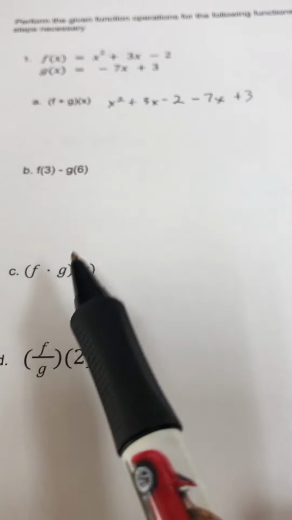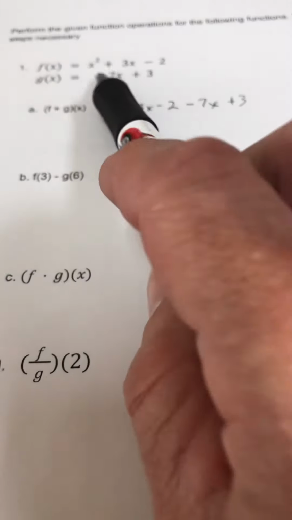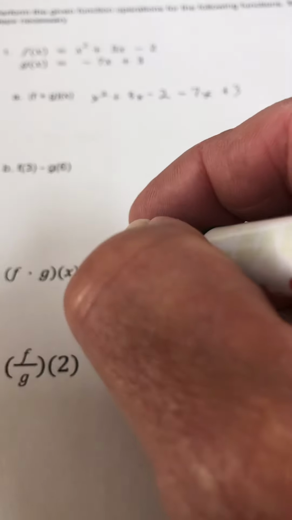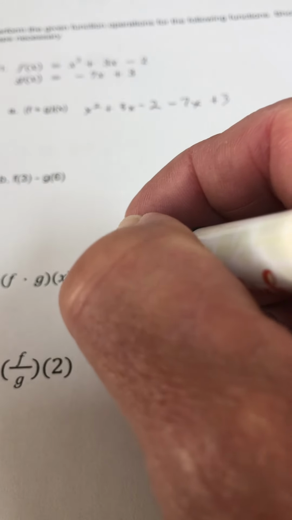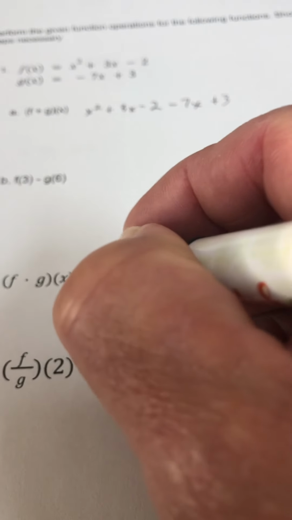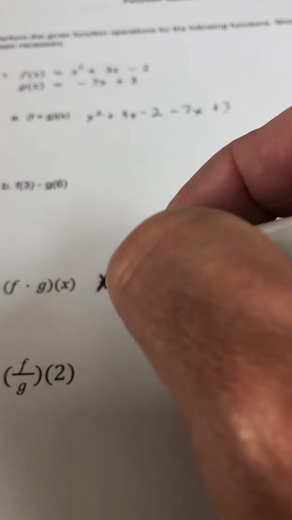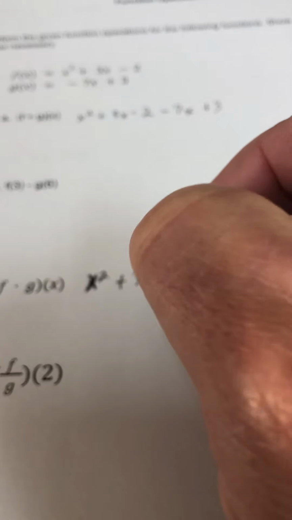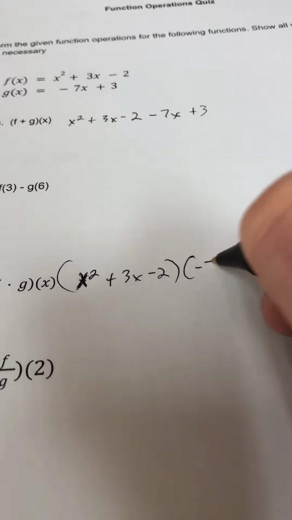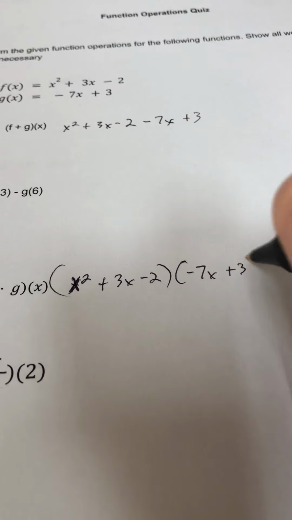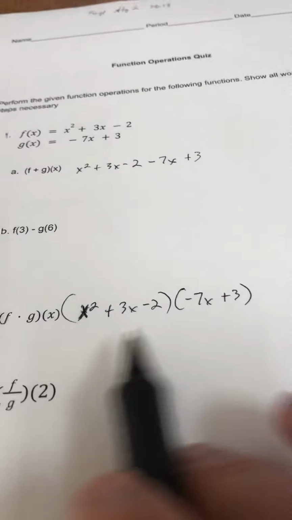For C, what you're going to do is just multiply them together. So you're going to do double distribution. So you could have your x squared, that's an ugly x, sorry, plus 3x minus 2. And you're going to multiply it times negative 7x plus 3. Okay, multiply those together.